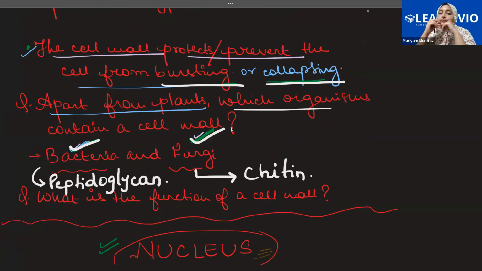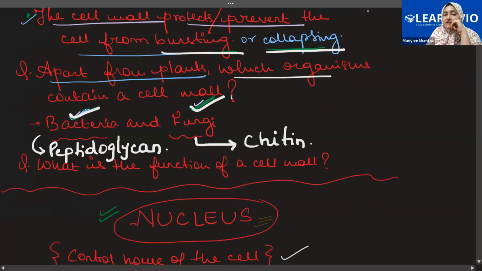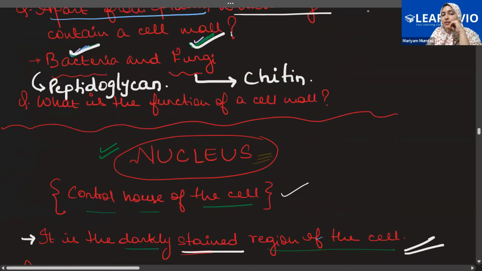Now, as I told you, apart from plants, there are two other organisms that possess a cell wall, that is bacteria and fungi. The bacterial cell wall is made up of peptidoglycan and the fungal cell wall is made up of chitin. Okay. Any doubts?